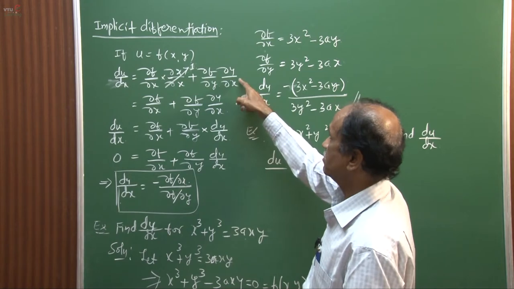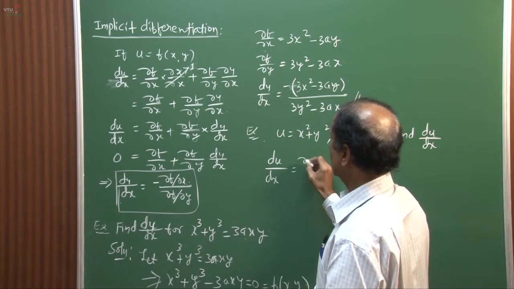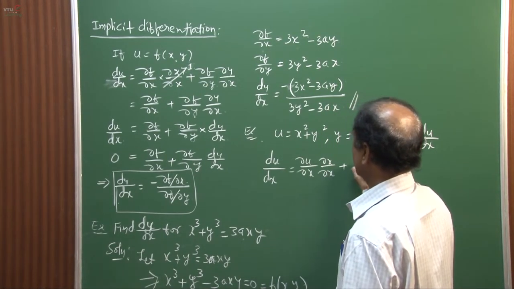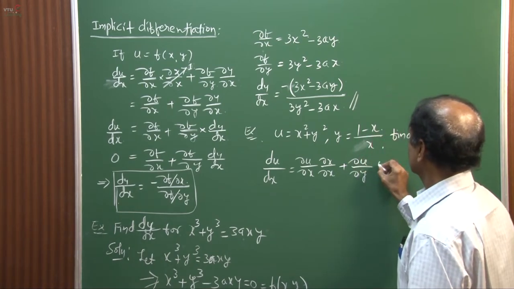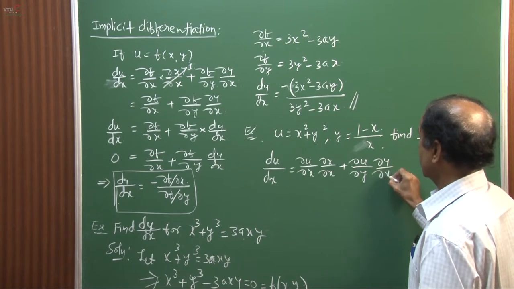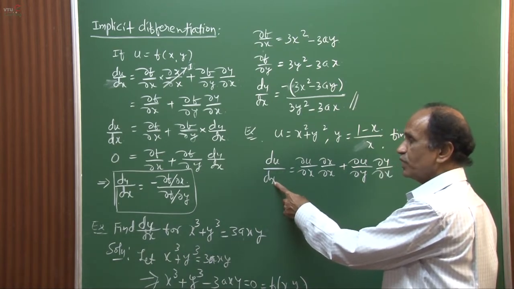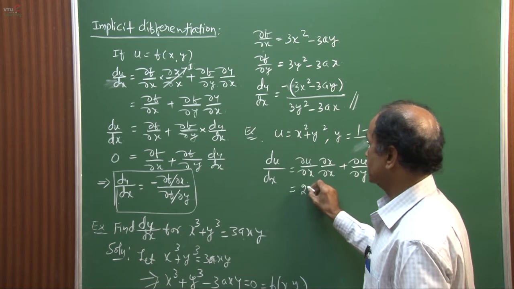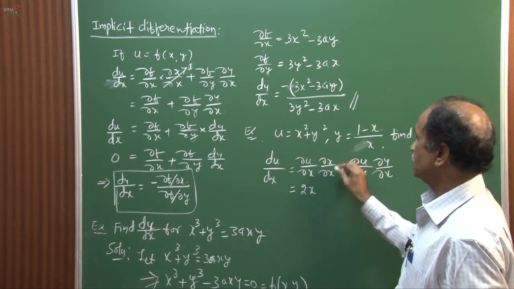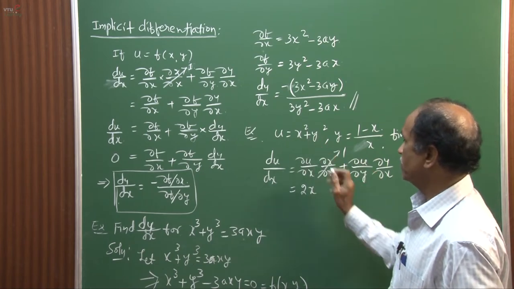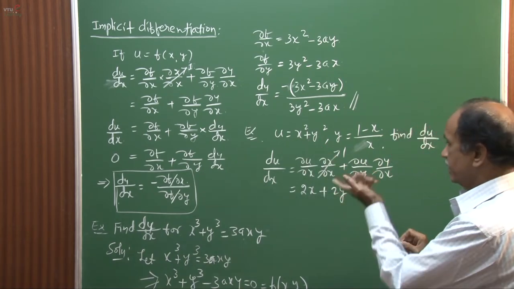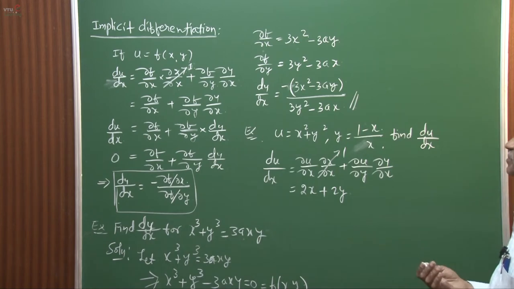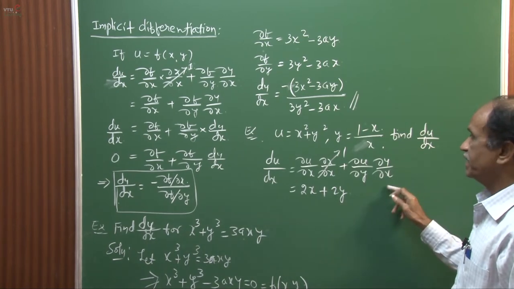the step which I have written, this step I am taking: du by dx is equal to del u by del x into del x by del x, plus del u by del y into del y by del x, because we are taking differentiation only with respect to x, then implicit differentiation we have to consider. Then del u by del x is 2x, and del x by del x is 1, and del u by del y is plus 2y, and then the differentiation of y with respect to x. So, this should be taken as del y by del x separately.